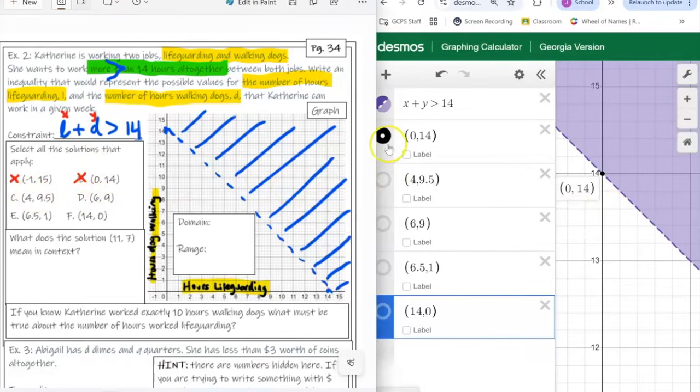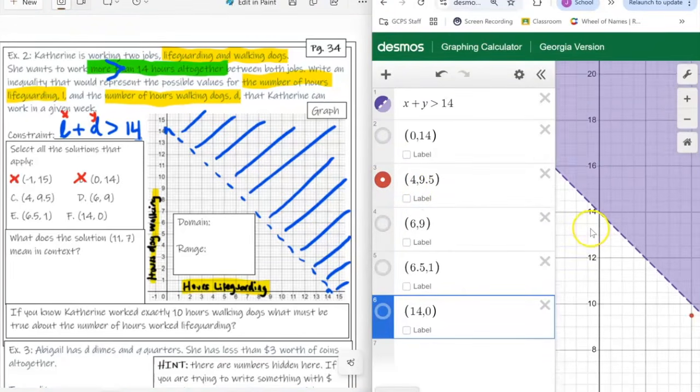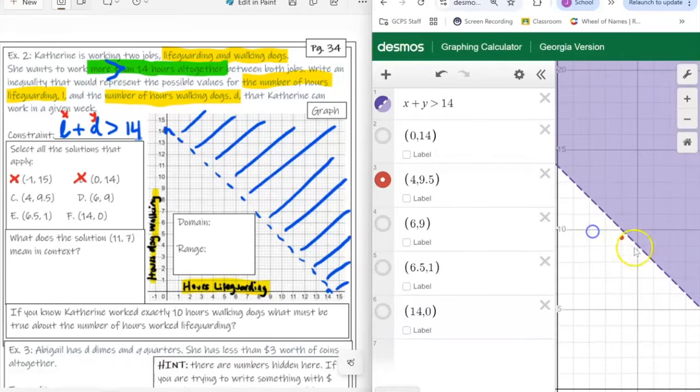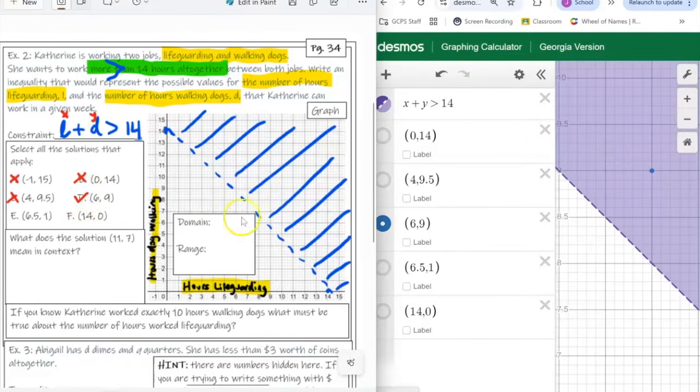Now we're going to look at the next one. So we're going to hide that one and go to 4 and 9.5. I don't even see the red dot. So I'm going to zoom out. Oh, there's the red dot. And that's clearly not in the shaded area. All right, then we're going to go to 6, 9. So let's put that in. Okay, I don't have to zoom in to see that one. That one's definitely in the shaded area. So this one is a solution.